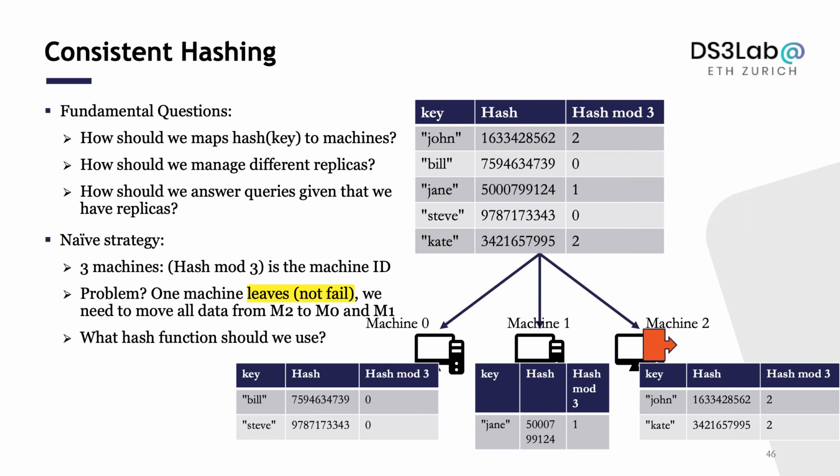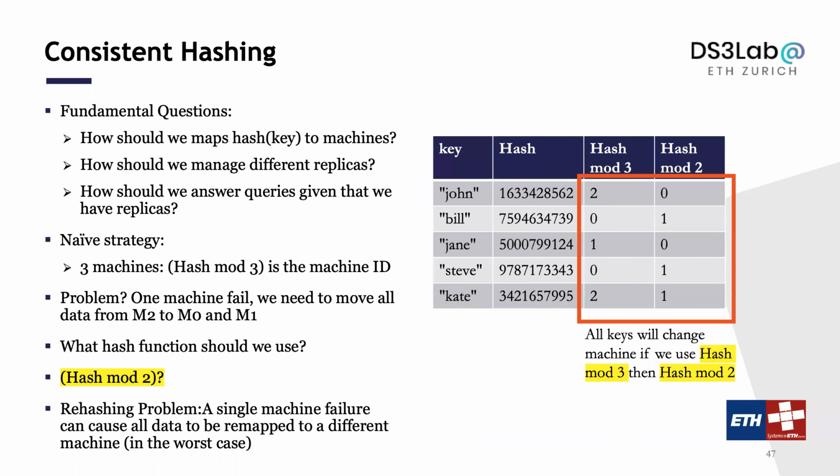In this case, the problem is that if you take this view, that is your partition is based on hash mod n, where n is the number of machines, you are going to have a lot of data movement. Because if you compare hash mod 3 and hash mod 2, even if only machine 2 left, you are going to have a case where you need to shuffle data from machine 1 to machine 0, simply because that's a property of your hash value. So that is actually the problem here.